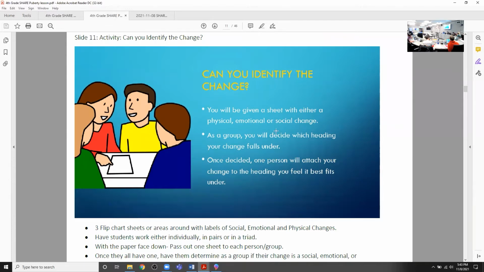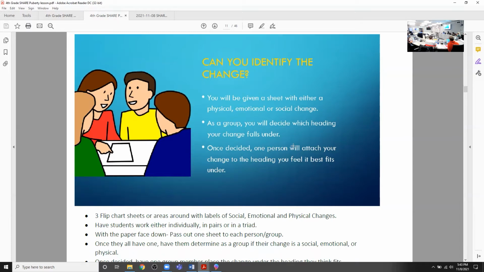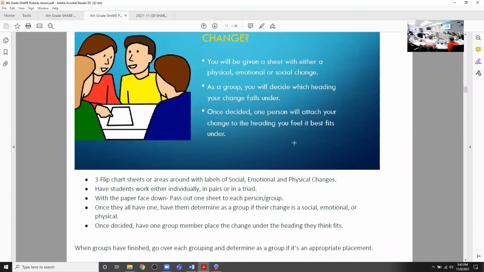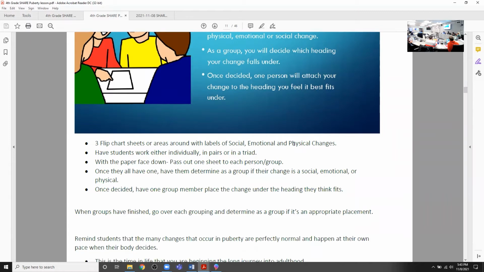Can you identify the change? You'll be given a sheet with either a physical, emotional, or social change as a group. Again, this is totally dependent on teacher choice. They may want them to do it individually, as a duo, or a triad. As a group, you'll decide which heading your change falls under. Once decided, one person will attach your change to the heading you feel it best fits under. So the teacher would put the social, emotional, and physical headings around the room. Each group would have one of those changes, as attached to this lesson, and they decide as a group where it goes.